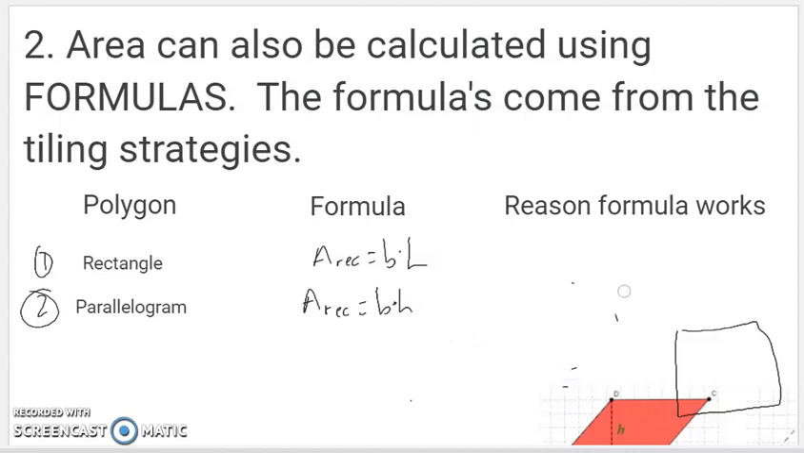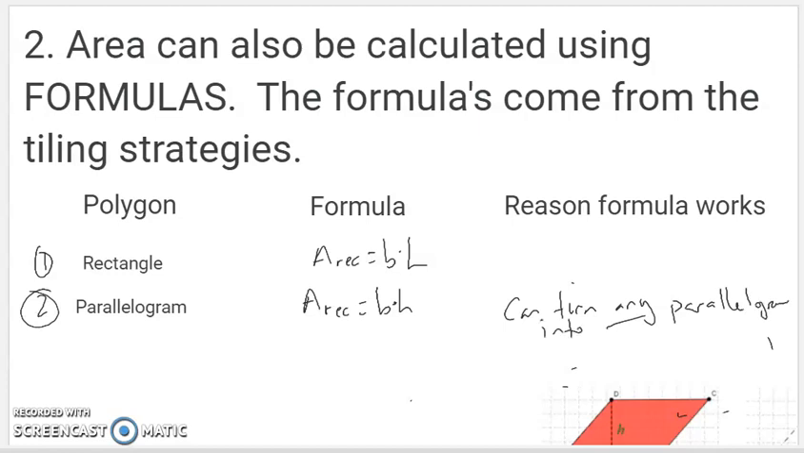The reason that formula works, again, it's not just some math teacher voodoo magic. It is logical because the reason that formula works is you can turn any parallelogram into a rectangle, which has the same formula. So that's why that formula works. So pause now, or draw yourself an example if you want, at least fill out your chart if you don't: parallelogram formula, reason why it works.